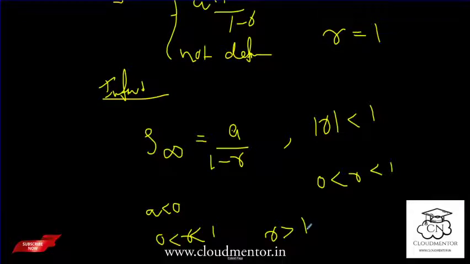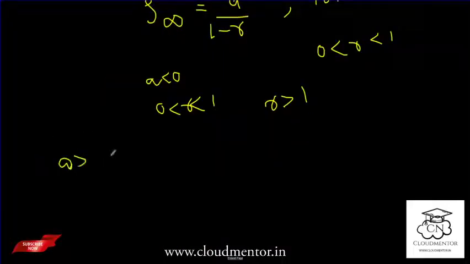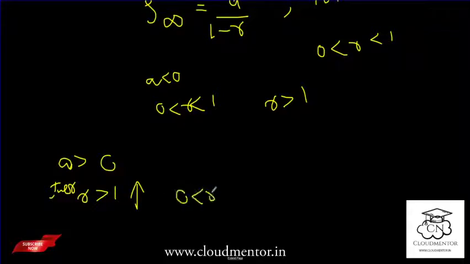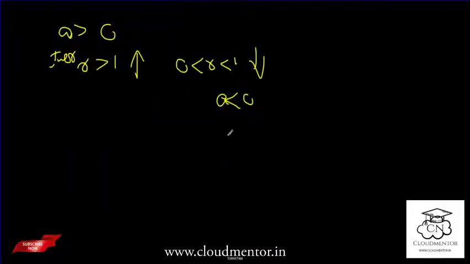That is, if the first term of the GP is positive, that is if A is greater than 0, then GP is increasing if R is greater than 1 and decreasing if 0 is less than R less than 1. Okay, decreasing. And if A is less than 0, that is negative, then GP is increasing if 0 is less than R less than 1 and decreasing if R is greater than 1. Just opposite to the other.